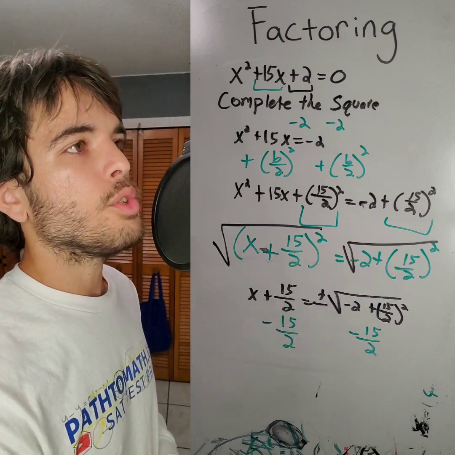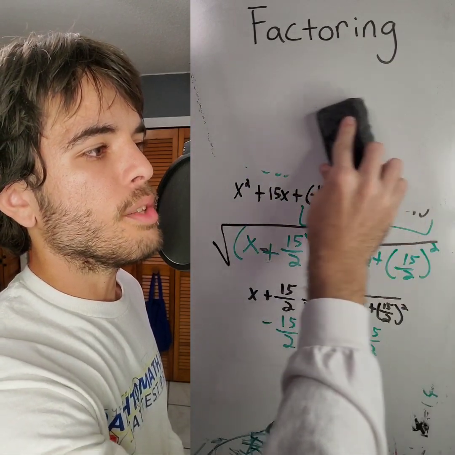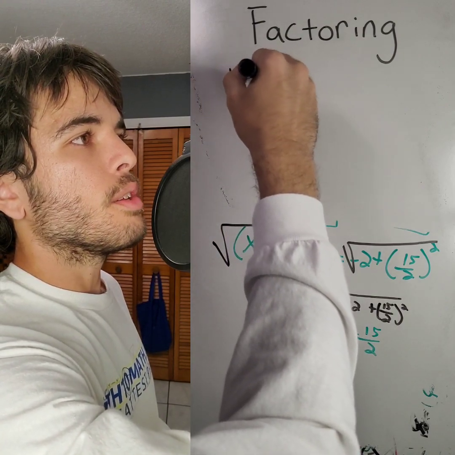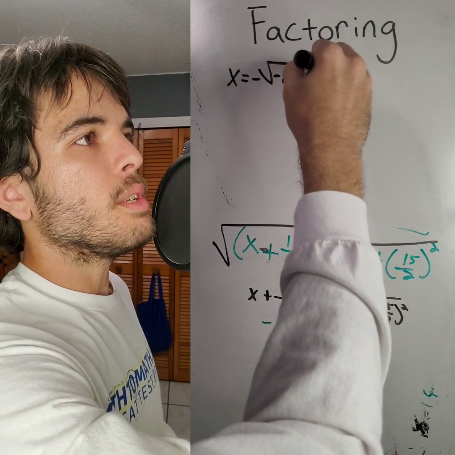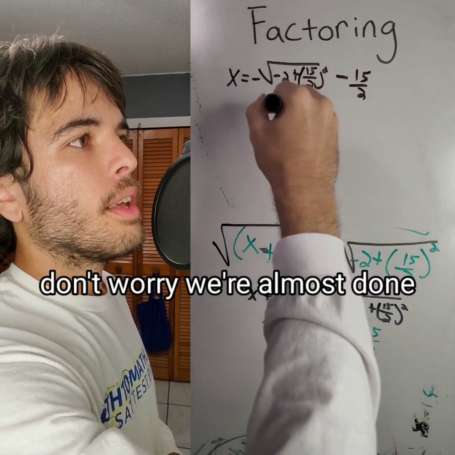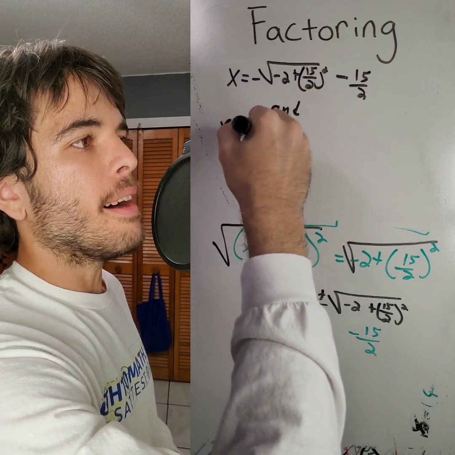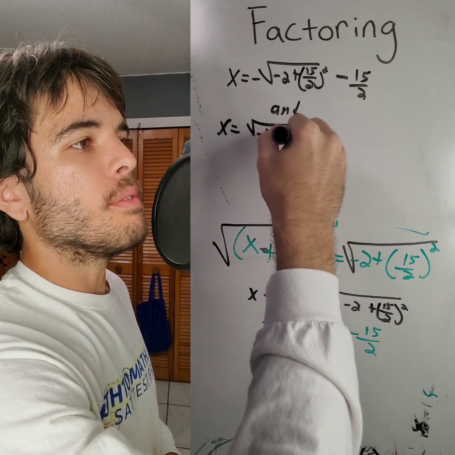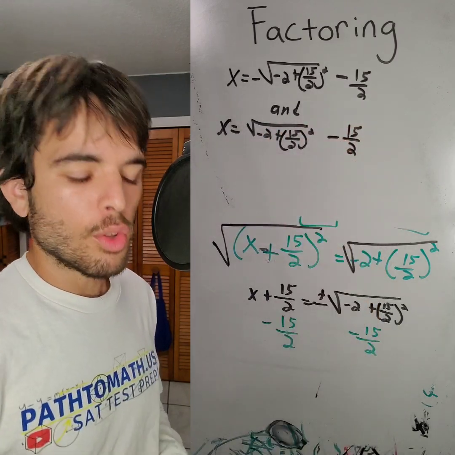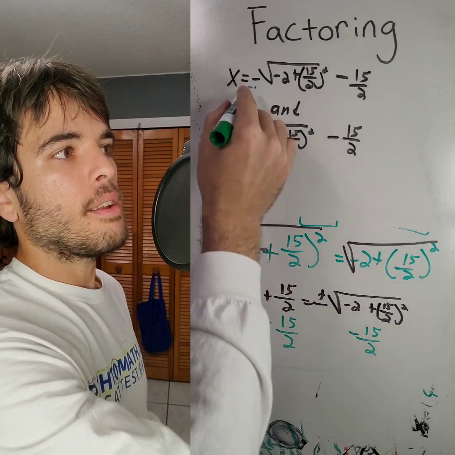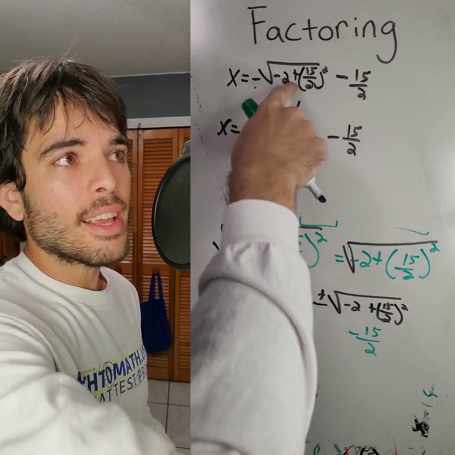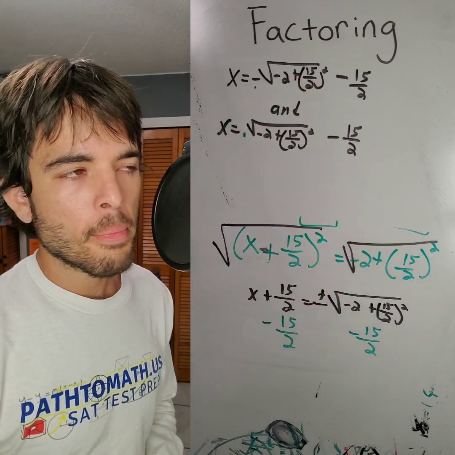Now, we are still getting two answers. x equals the negative square root of negative 2 plus (15 over 2) squared, minus 15 over 2. And x equals the positive square root of negative 2 plus (15 over 2) squared, minus 15 over 2. I want to be very clear: the only thing that changes is the minus sign versus the plus sign in front of the square root. Don't change anything inside the square root or after the square root.